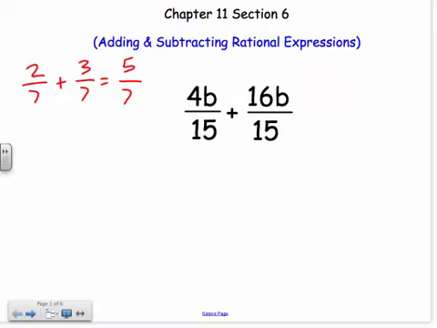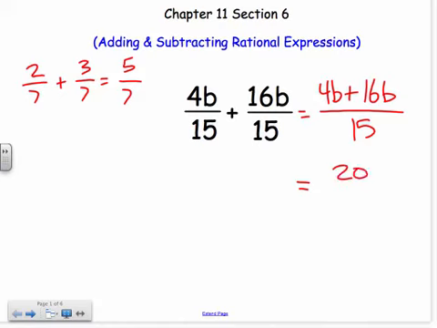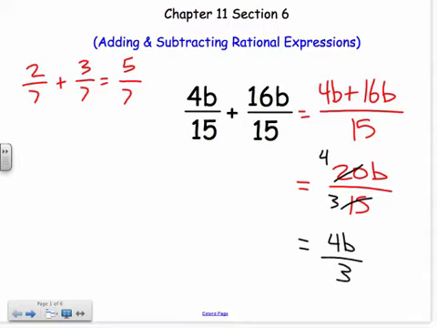So for example here, I have 4b over 15 plus 16b over 15. Well, they're both over 15, so all I have to do is keep the same denominator and add up top. So 4b plus 16b gives us 20b over 15. And now we just apply our rules of simplifying, and 5 goes into both. 5 goes into 20 4 times, 5 goes into 15 3 times. So our simplified form is 4b over 3. And you're done. Okay, so you just need a common denominator.